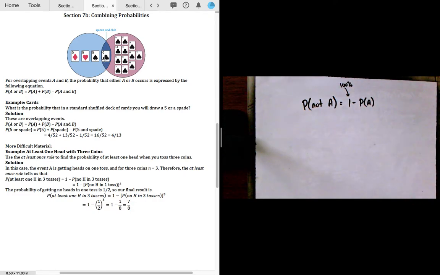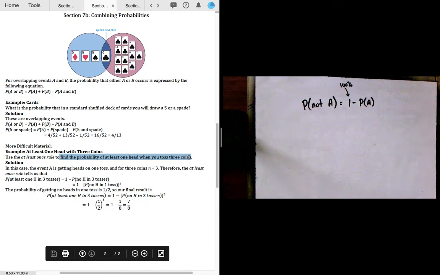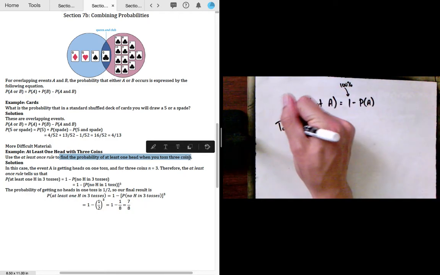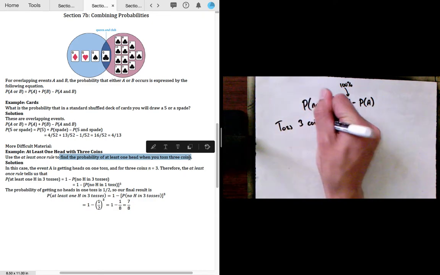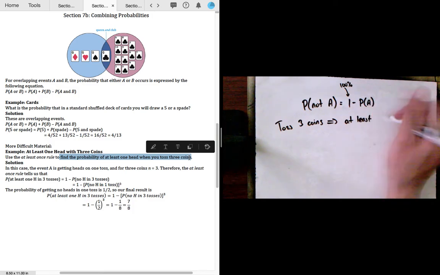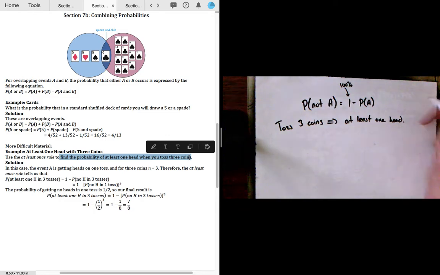So with that in mind, we're using that property here to express an easier way of calculating a lot of events happening at once. So let's look at this example. It says, find the probability of at least one head when you toss three coins. Okay, so we're going to toss three coins. And we want at least one head. Well, what does at least one head really mean?